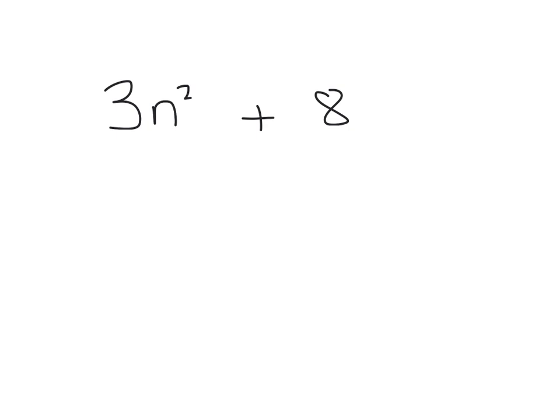Here it's a little bit more complicated because we've got 3n squared. So again, we replace the n with 1, 2, 3, 4, and 5. So we've got 3 lots of 1 squared, add 8. Now remember, following the rules of BIDMAS, you square before you multiply. So 1 squared is 1, times the 3 is 3. 3 add 8 will give us 11.